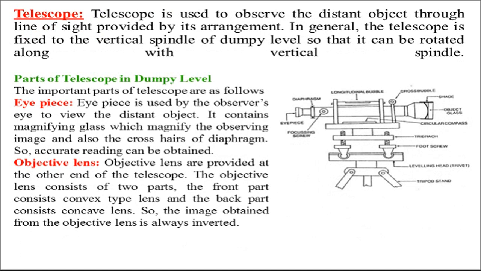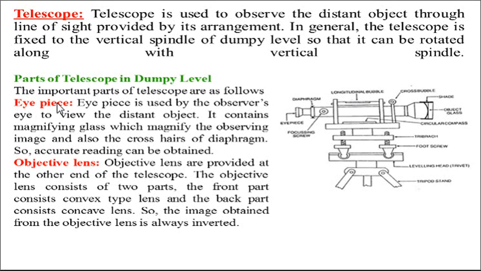First of all, the telescope. The telescope is used to observe different objects through the line of sight provided by its arrangement. In general, the telescope is fixed to the vertical spindle of a dumpy level so that it can be rotated along with the vertical spindle. So as previously discussed, this is the vertical spindle, and to this vertical spindle the telescope is fixed, and as we know it rotates only in the horizontal plane about its vertical axis. Then the other parts of the telescope.